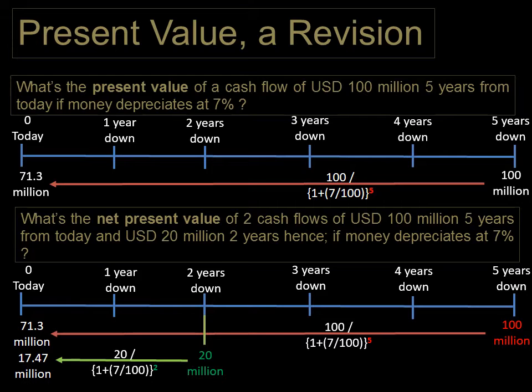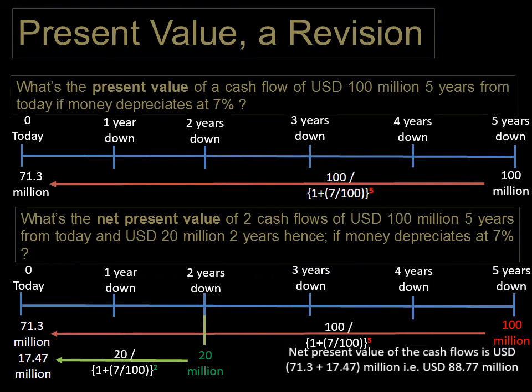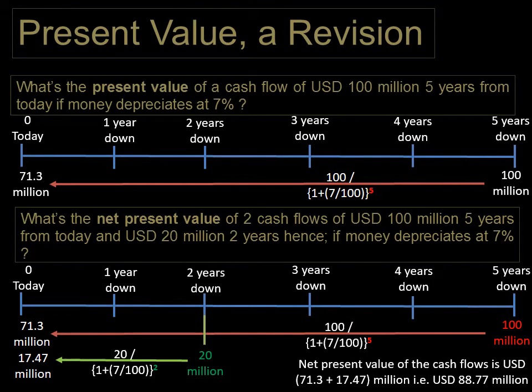The net present value that this question demands us to answer is calculated as follows. The sum of 71.3 plus 17.47, which is American dollars 88.77. Alright, let's move on.